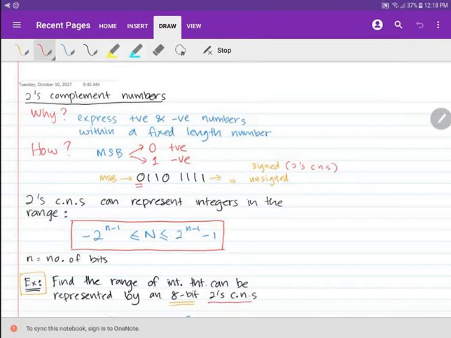Now that is a fixed length, right? So within that fixed length, if you want your microcontroller to perform some arithmetic operation using real numbers, and when we say real numbers, they consist of positive values and negative values. Are you following?